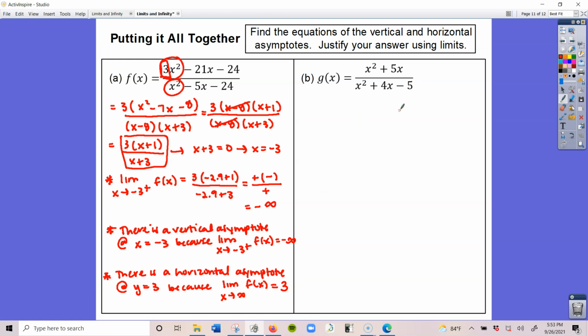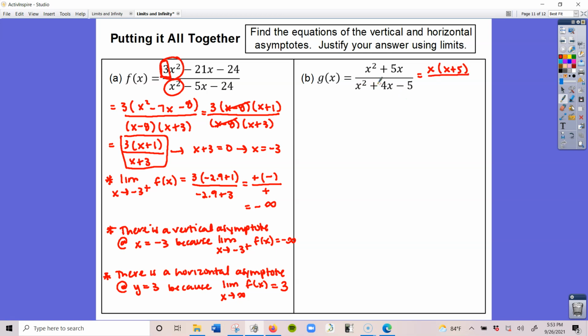Now let's look at this last one here. We have g of x equal to (x squared plus 5x) over (x squared plus 4x minus 5). So to figure out my vertical asymptotes, we need to make sure that everything is factored. So let's factor this out. In the numerator, I can factor out an x, which would give me x times (x plus 5).